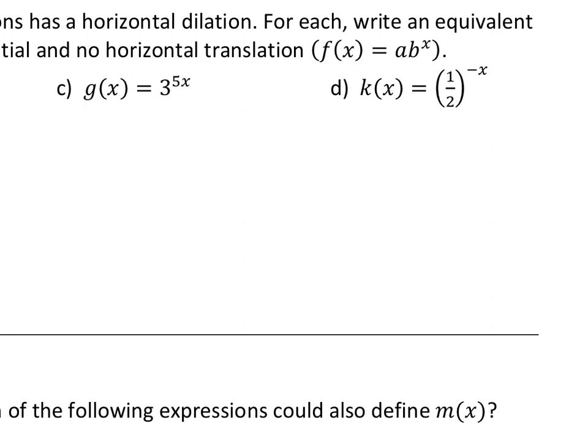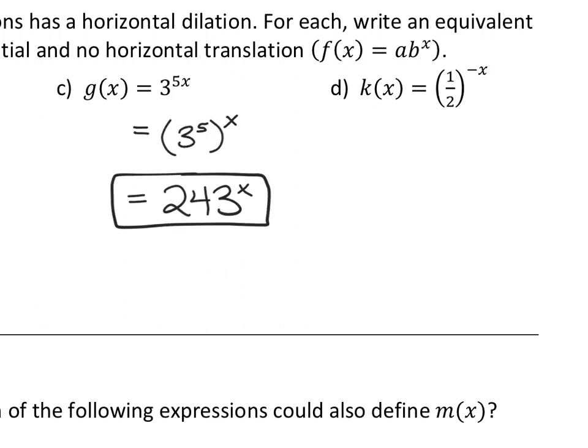But if we were to rewrite this, undoing the power property, this would be 3 to the 5th power, all raised to the x power. What is 3 to the 5th power? Don't say 15. 243 raised to the x power. So that is saying that for the function 3 to the x, a dilation horizontally by 1/5 is the same as changing the base to 243.